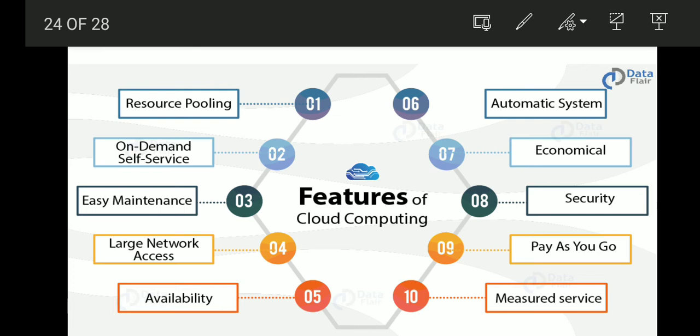So based on how much of the resource you are consuming, it will send you a bill, and you have to pay. So pay as you go, and measured service.